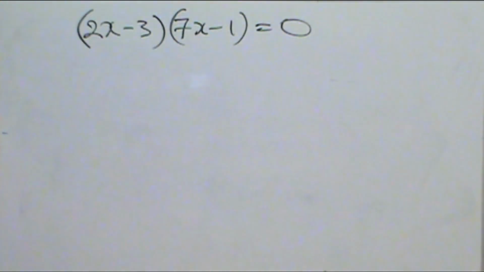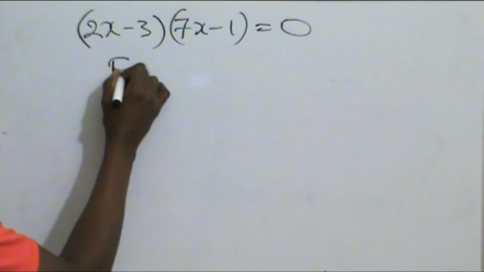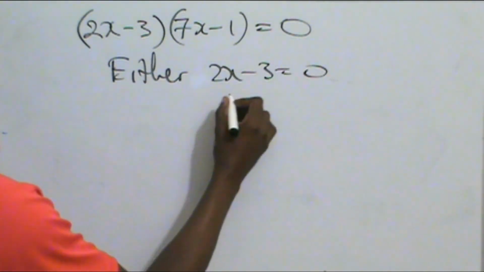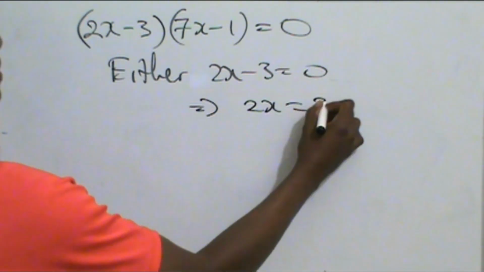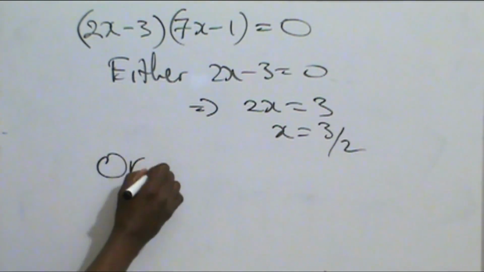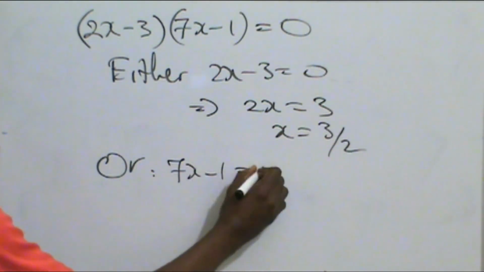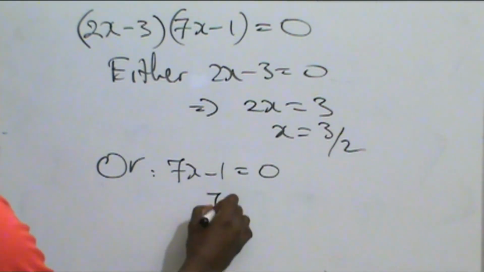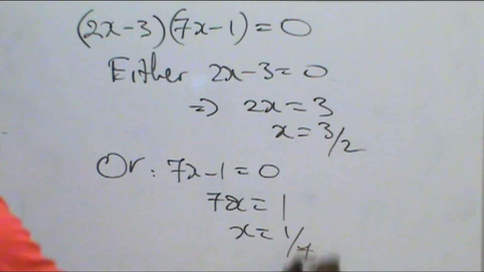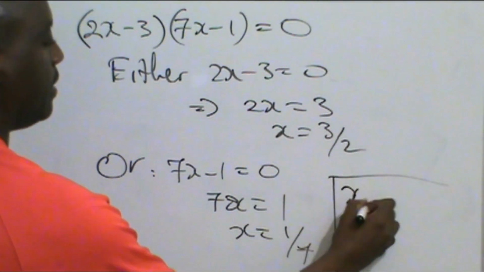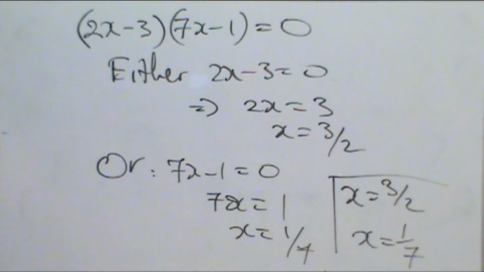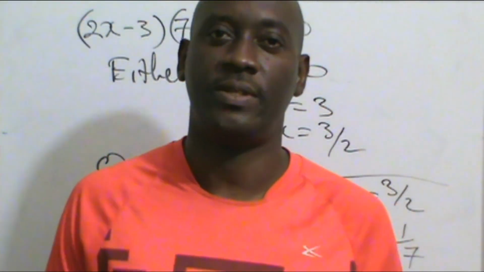Alright? So from here you say either 2x minus 3 equals 0, in which case 2x is equal to 3, x is equal to 3 over 2, or 7x minus 1 is equal to 0, in which case 7x is equal to 1, x is equal to 1 over 7. So at the end of the day, x is equal to 3 over 2, x is equal to 1 over 7. Those are your two solutions.